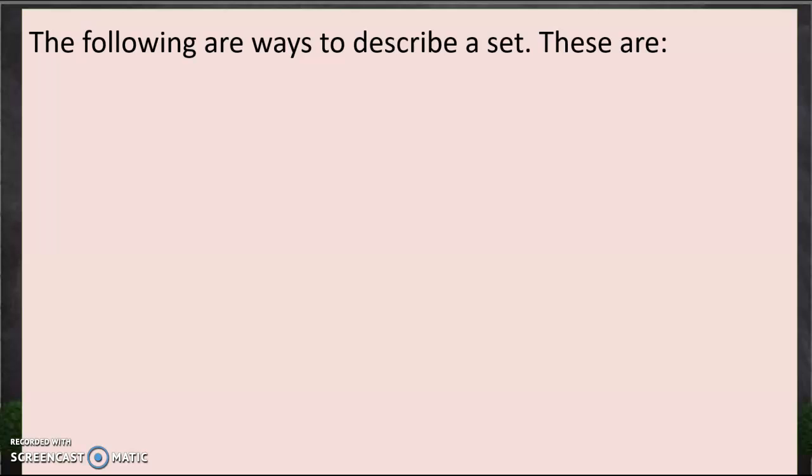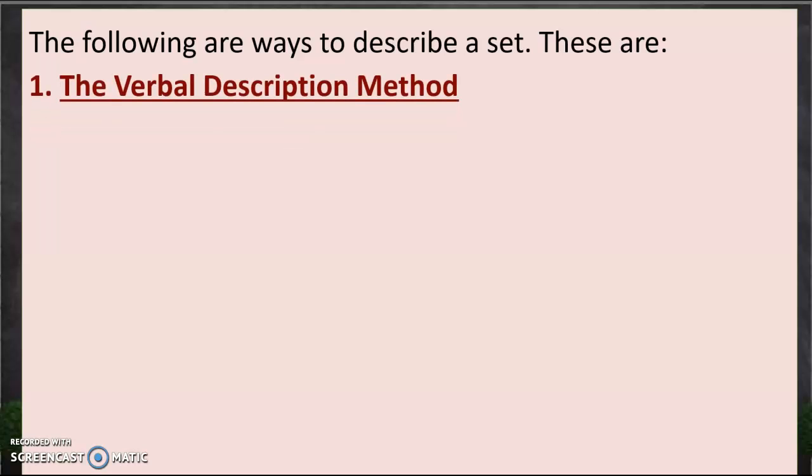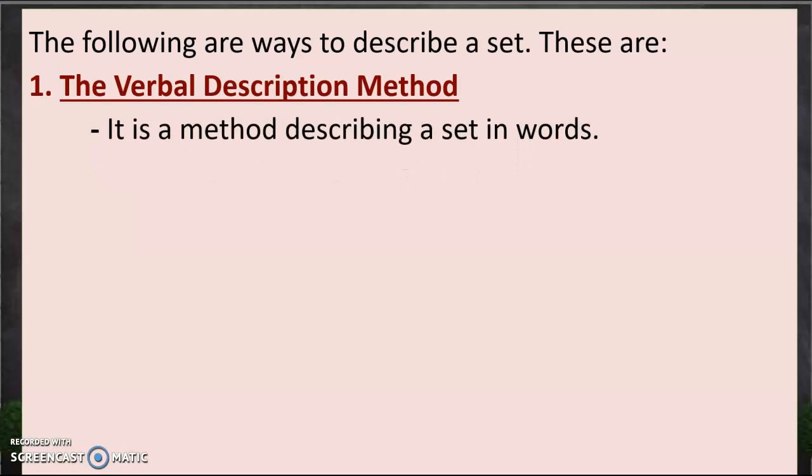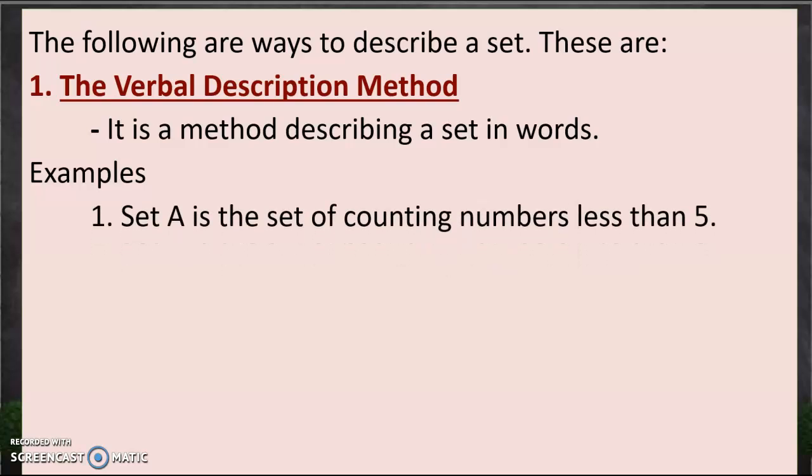So the following are ways to describe a set. Number 1 is the verbal description method. It is a method of describing a set in words. For example, number 1: Set A is the set of counting numbers less than 5. When we say verbal description method, we use words or a sentence. It starts with a capital letter and ends with a period, so it has a complete thought.